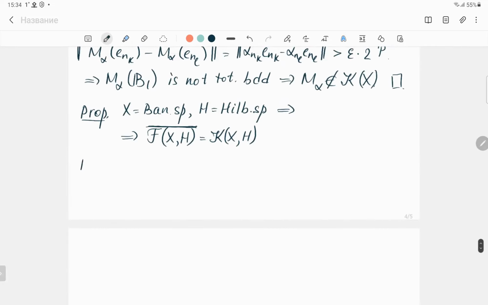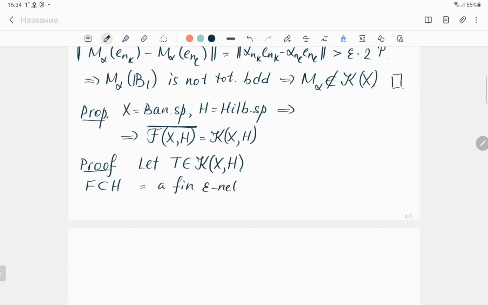Well, let's now prove this result. So we take a compact operator T from X to H. So the image of the unit ball is totally bounded. And let's find a finite epsilon net. F is a finite epsilon net for the image of the unit ball.